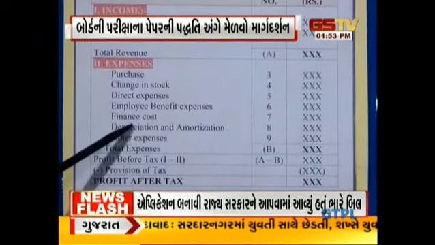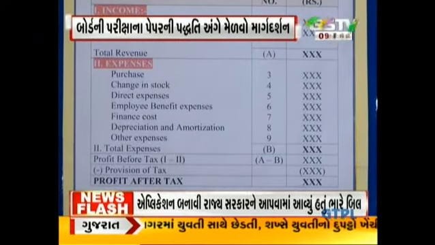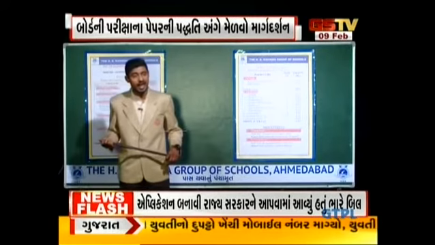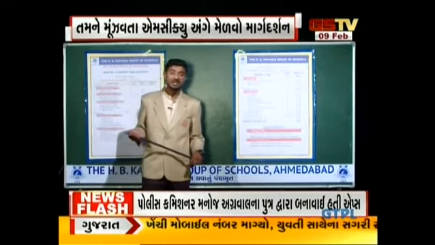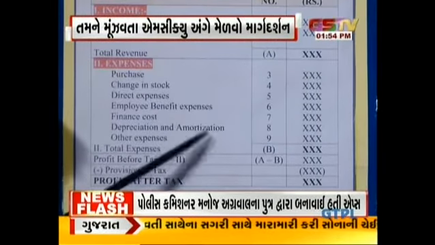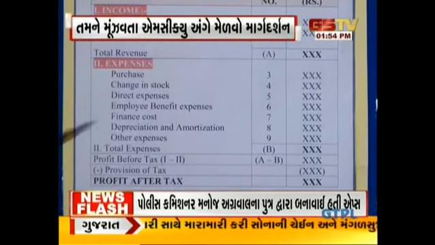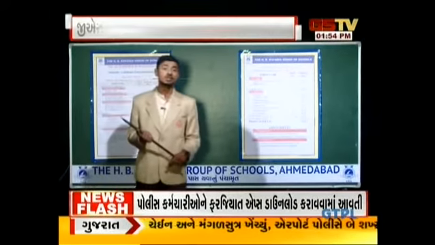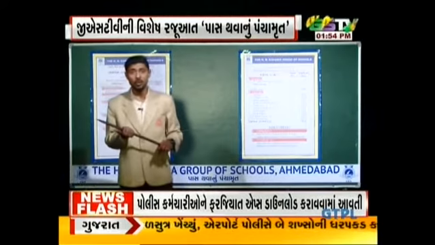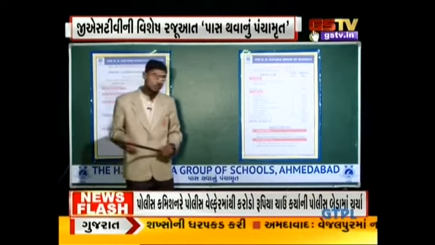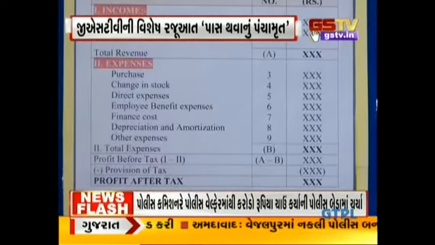Next heading is depreciation and amortization. Decrease in the value of tangible assets is depreciation, and decrease in the value of intangible assets is amortization. So you have to keep this in your mind. If depreciation is given, we will write it over here, but if any write-off amount is given related to goodwill, patent, trademark, copyright, or any other intangible asset, that also will be mentioned over here.